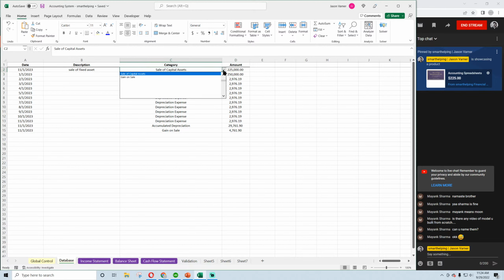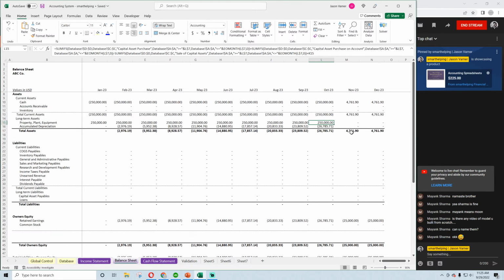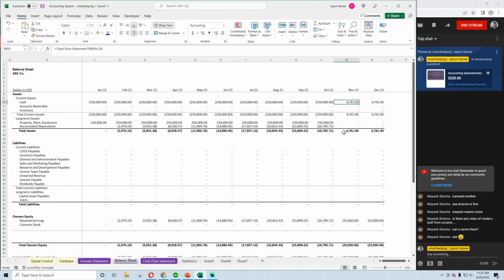Here's what I think you have to do, and I'll put this in the notes. When you put sale of capital assets, you have to put the actual amount, the full amount that it was worth, whatever it was before depreciation. So that will zero this out, which makes sense. We zero out accumulated depreciation for that item. Okay.